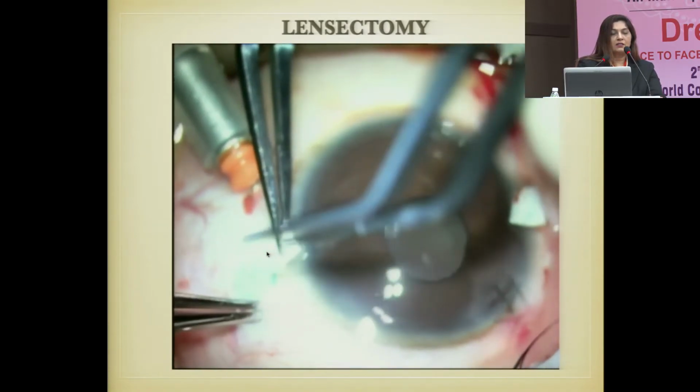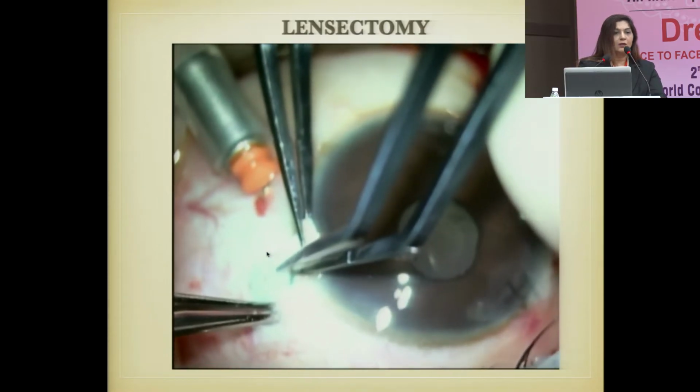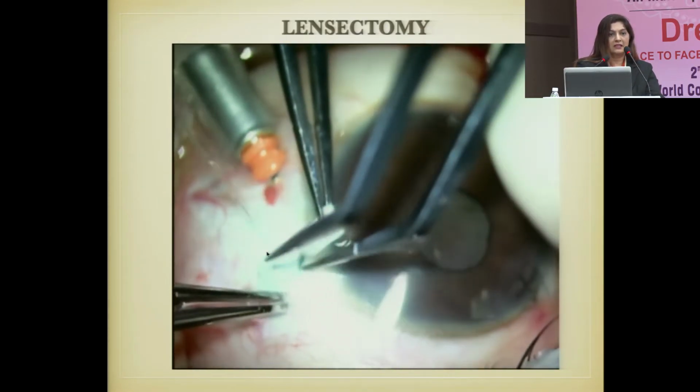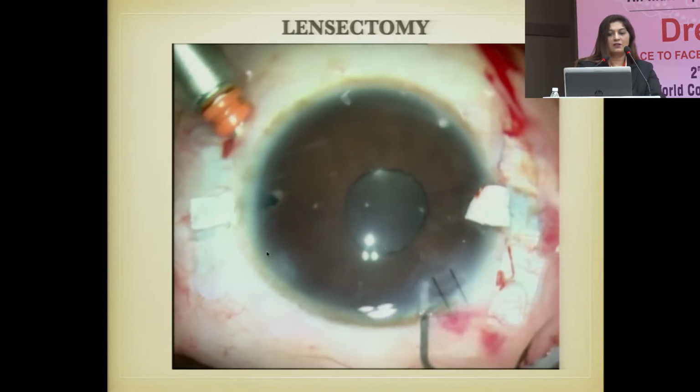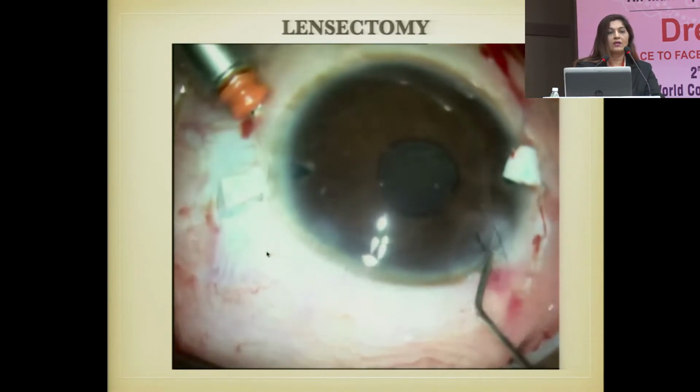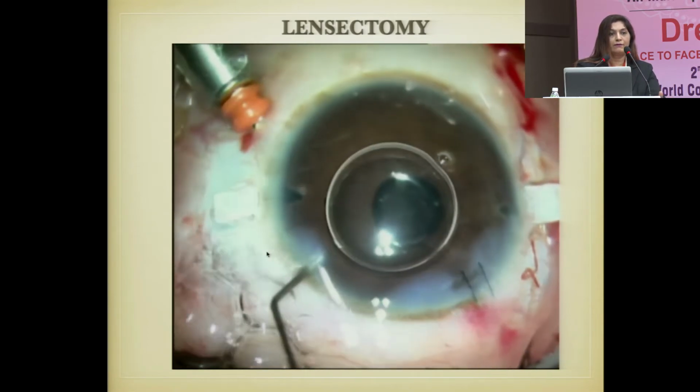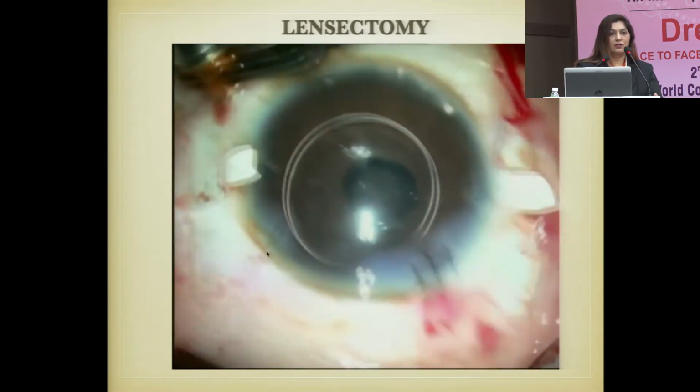Tucking of the haptics is very important. Let me emphasize, about 2 to 3 millimeters of tuck of the haptic should be there, because that is where the stability of the intraocular lens comes from. Glue gives only a self-sealing kind of effect. It does not hold the intraocular lens.